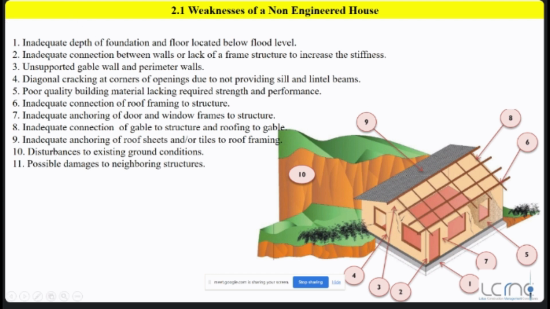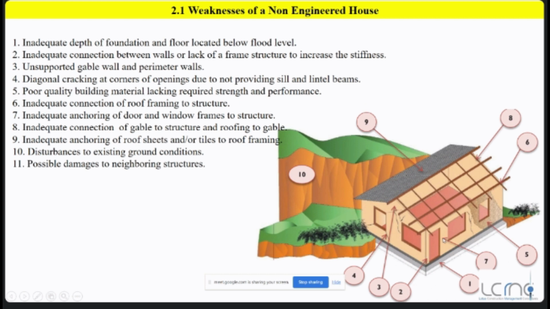Okay, the second one: inadequate connections between walls and lack of frame structure to increase the stiffness. When it comes to structural design, we explain these frame structures properly, but I'm not going to explain to that extent. Here the very simple idea is you need to have better connections between your structural elements. Okay, number two.